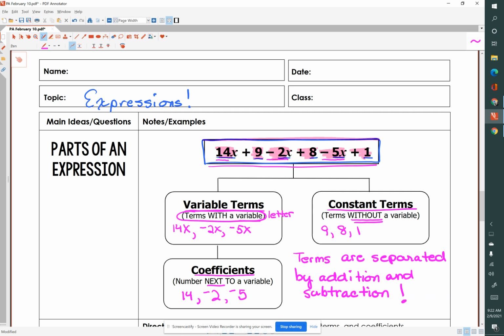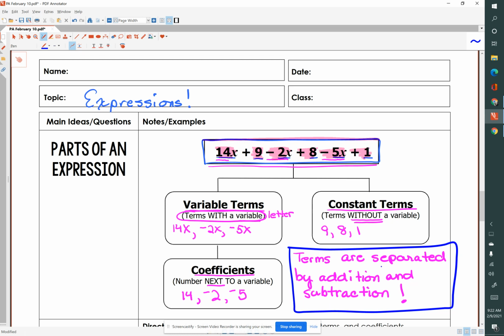Super, super important to understand. Super, super important to remember. This one concept is going to keep you out of trouble for the rest of the year and in the rest of your math career in high school.